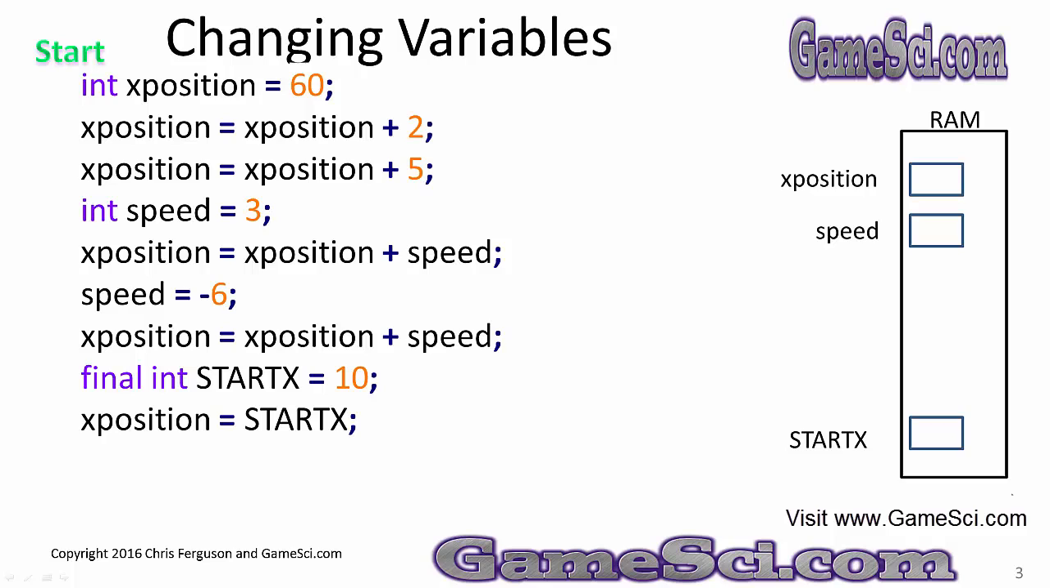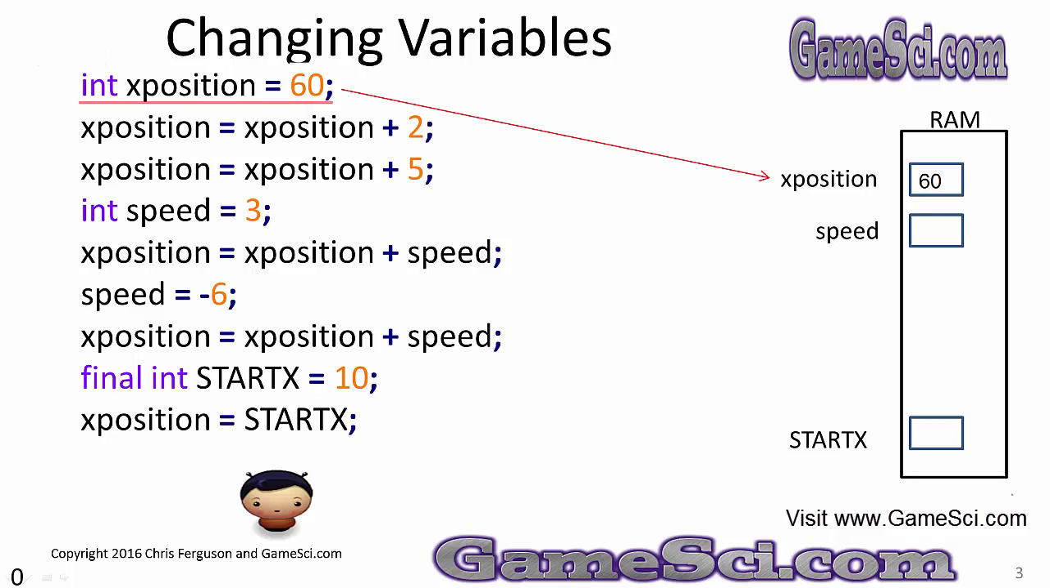So we'll start with our int xPosition equals 60. We'll start the x position of our character at position 60 on the x-axis. The x-axis is the horizontal axis of the game, and this is just an approximation. Our character that I'm displaying here is at position 60. Now if this number changes, I expect the position of the character to change. So let's try that out.